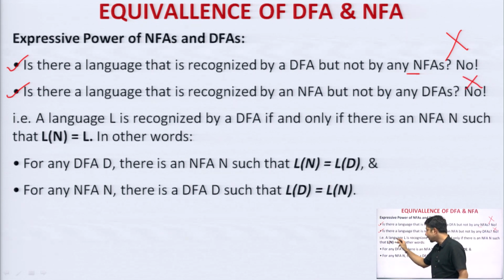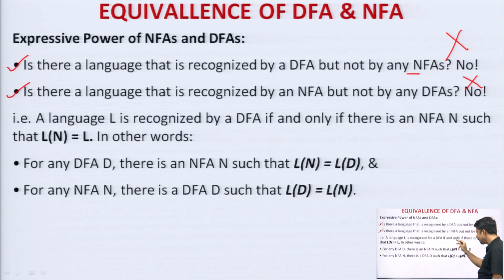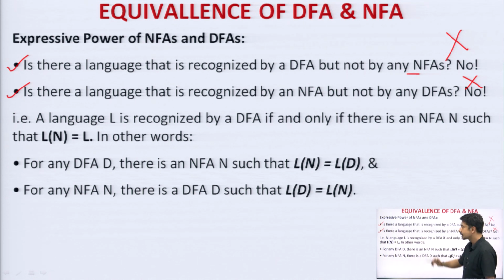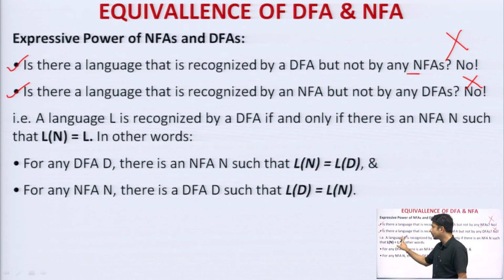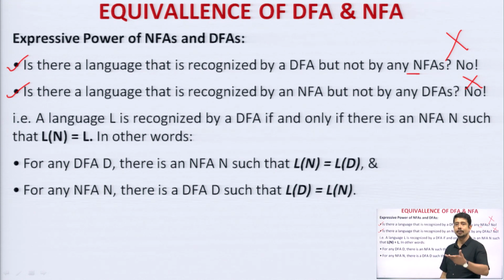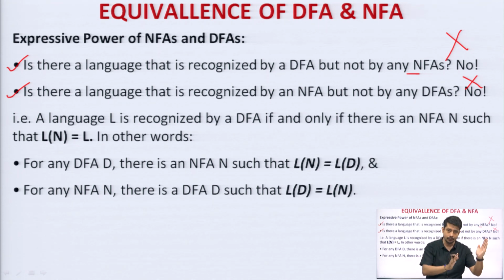So, therefore, a language L is recognized by DFA if and only if there is an NFA such that the language of NFA should be equal to the language of DFA, which is the basic abstract of this particular topic. So, if a language is accepted by DFA, it will be accepted by NFA. So, that is the summary of this particular topic.